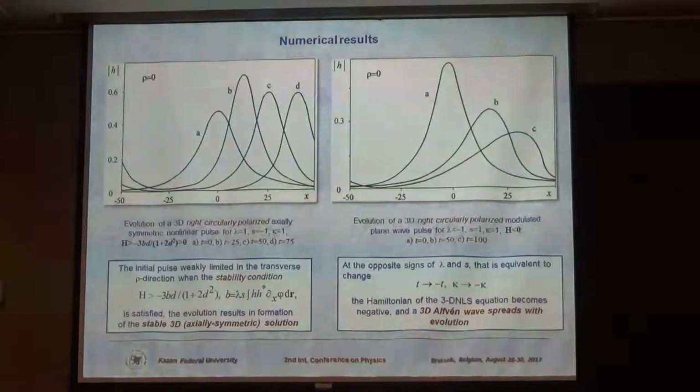You can see that in the first case, the initial pulse is weakly limited in the transverse rho direction. When the stability condition is satisfied, the evolution results in formation of a stable three-dimensional axisymmetric solution. At opposite signs of equation coefficients, the Hamiltonian of the equation becomes negative, and a three-dimensional Alfvén wave spreads with evolution.